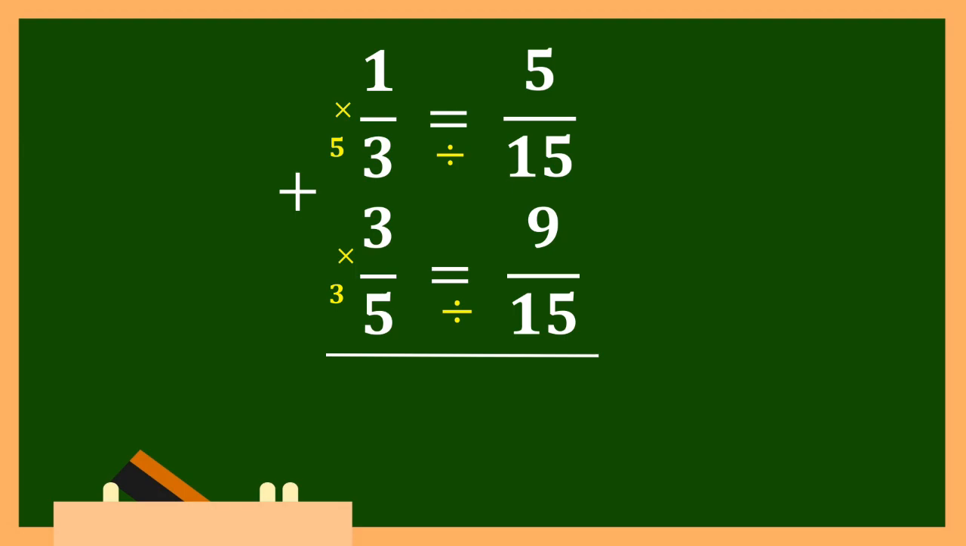Then, since similar fraction na sila, just add the numerators and copy the denominator. So, 5 plus 9 is equal to 14. And copy the denominator na 15. So, the final answer is 14 over 15.